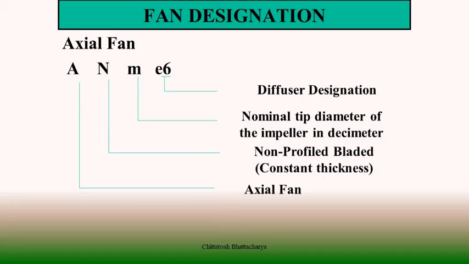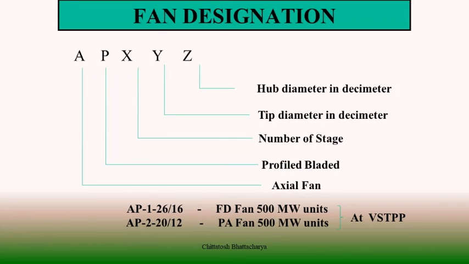You know, axial fans have diffusers to keep flow within control of below sonic range. And profile bladed fans, AP fans, are actually used for FD fans also.